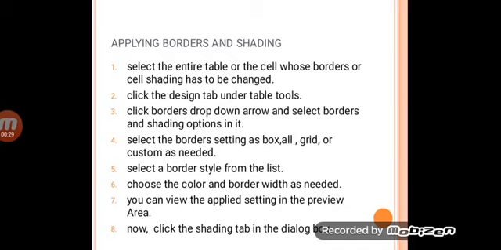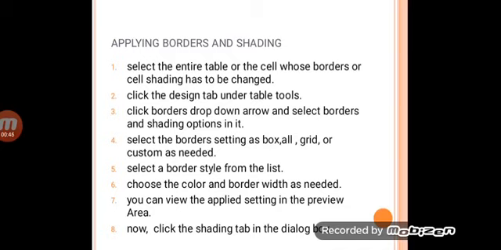Select the border setting as Box, All, Grid or Custom as needed. Step 5. Select a border style from the list. Then choose the color and border width as needed. You can view the applied setting in the preview area.